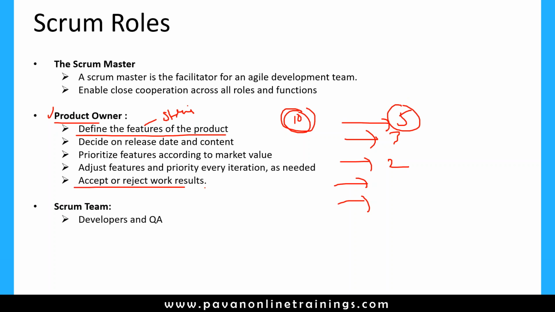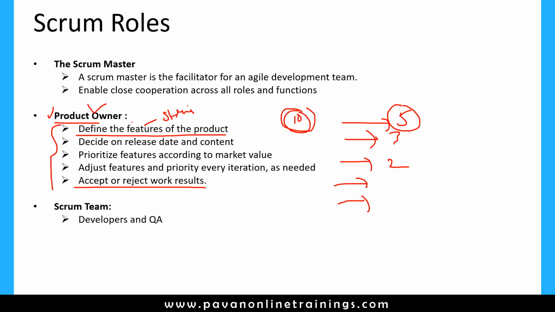Okay, and accept or reject the work result. Suppose the developers as well as testers work together and they completed their development and testing. Finally, they demo the product to the product owner, and the product owner should decide whether the product is working according to customer requirement, or do we need to make certain changes. If he is not satisfied, he can just reject it, and if he is satisfied, then we can deliver to the customer. So these are the different roles the product owner will perform.